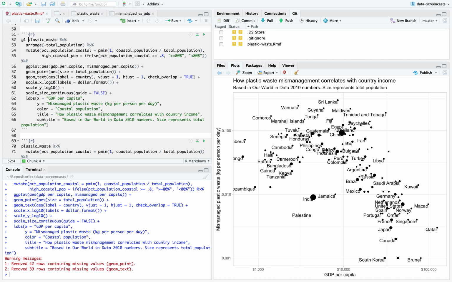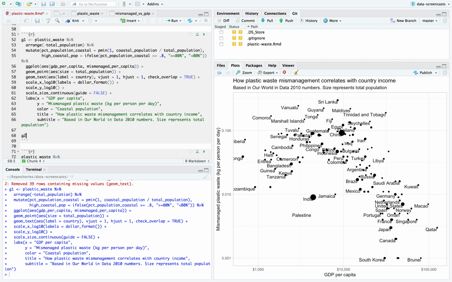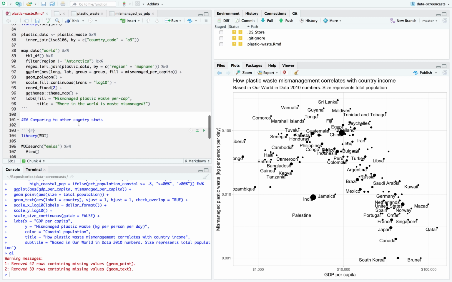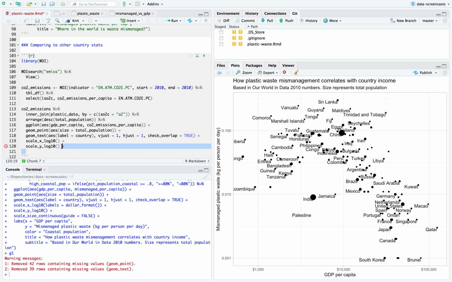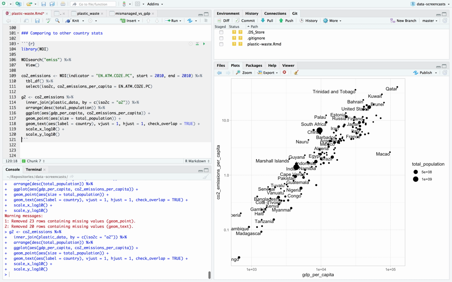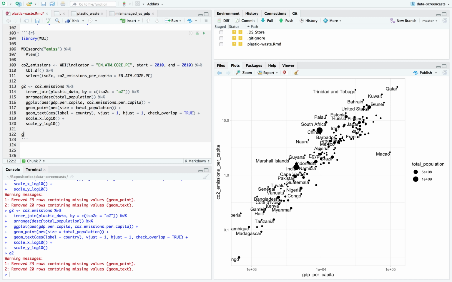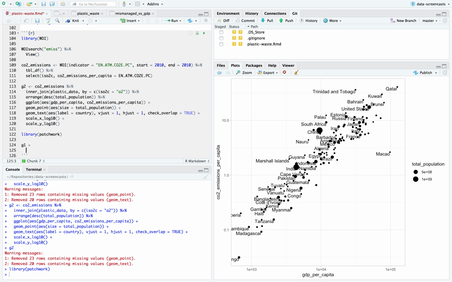So I've decided I'm going to create this first graph, save it. When I create the second graph, I'm going to save it as G2. I could just visualize it, but I could also use the patchwork library to combine both of these. What I'm doing is taking G1 and redoing the title as: emissions are correlated with GDP, with country income, but not plastic waste.